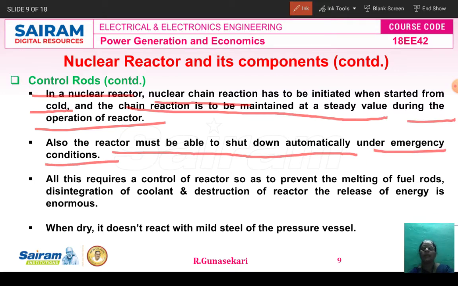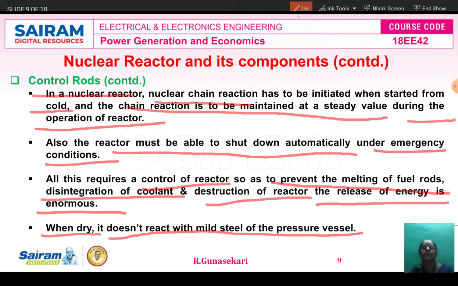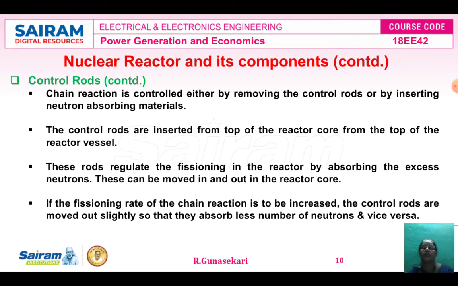All this requires control of the nuclear reactor, to prevent the melting of fuel rods, the disintegration of coolant, and destruction of the nuclear reactor. The release of energy is enormous. When it is dried only, it does not react with the mild steel of the pressure vessel. These are some technical points about the control rod.